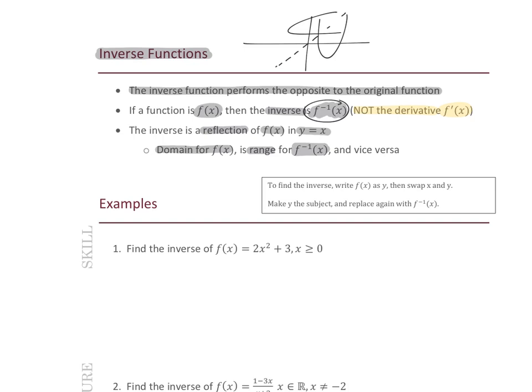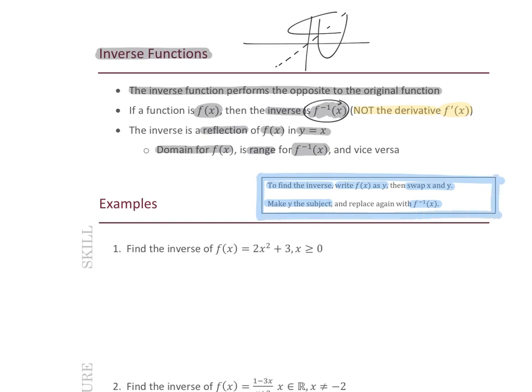Now the blue box, this is actually really, really important today. So this is how you find the inverse. There's a couple of ways of doing this, but I think the best way is to write f of x as y. So we know that they are equivalent, y equals or f of x equals. And then what you do is you swap x and y. So all x's become y's and all y's become x. Then make y the subject and replace with this. So that is the key, that y has to be the subject.